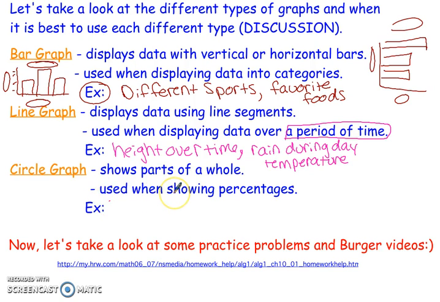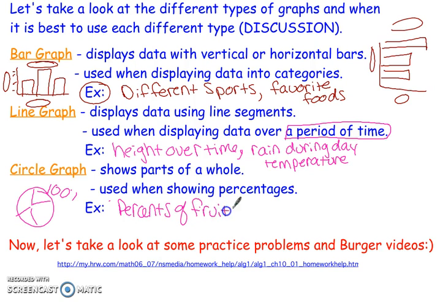A circle graph shows parts of a whole. It is used when showing percent. So circle graphs would look like this. The total circle would be 100%. When you add up all of the different percents, it would have to add to be 100%. Some examples of a circle graph might be the percents of fruit in a fruit salad. It might be the percent of ingredients in something.